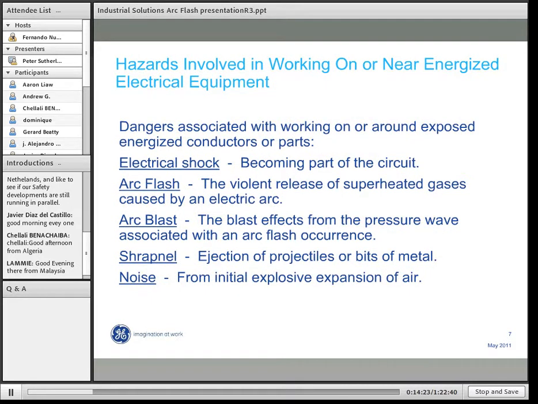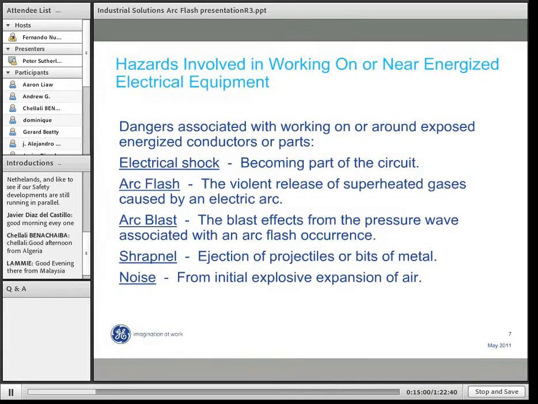So the general hazards involved in working on or near electrical equipment: we talk a lot about arc flash, but there's really a lot more hazards than just that. Of course, electrical shock is when you come in contact with an energized conductor and then electrical current flows through your body, and you have become part of the circuit. This is often fatal and should be avoided at all costs.